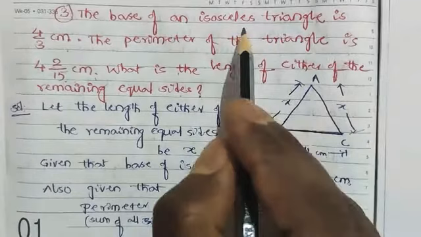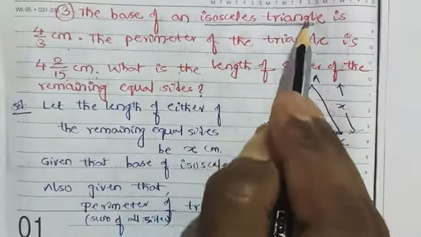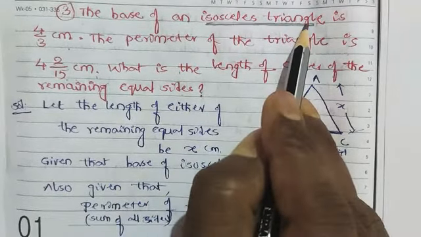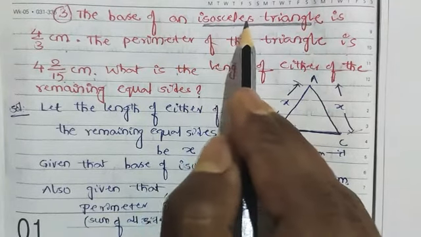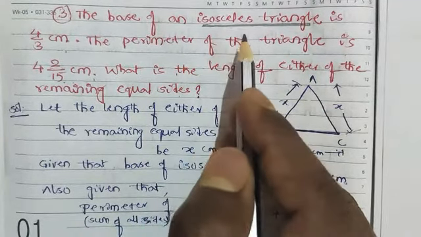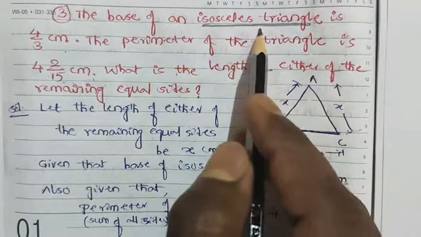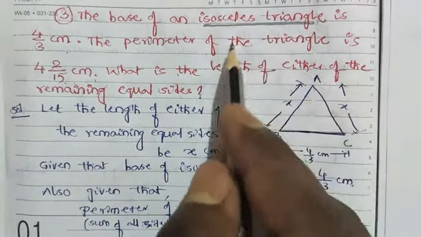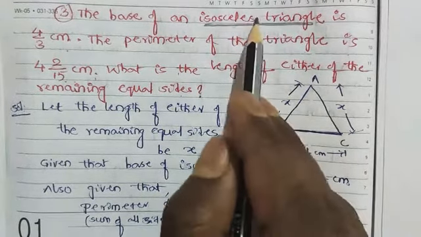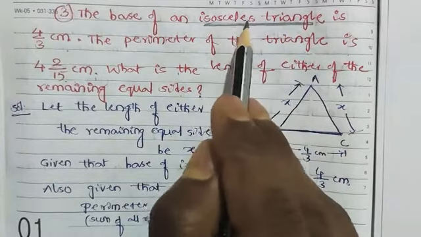Here the triangle is an isosceles triangle. What is meant by an isosceles triangle? In a triangle, there are totally 3 sides. Out of the 3 sides, 2 sides are of equal length. Such a triangle is known as an isosceles triangle.